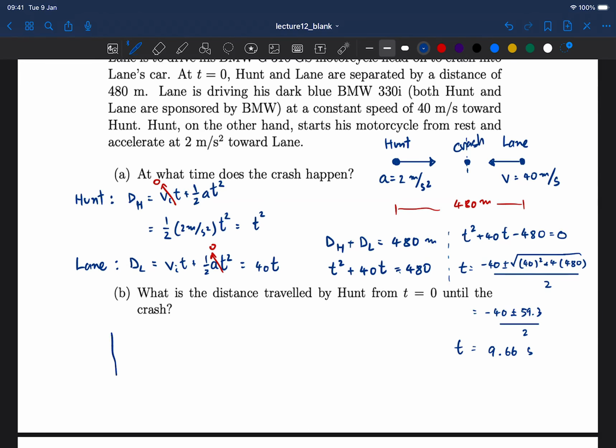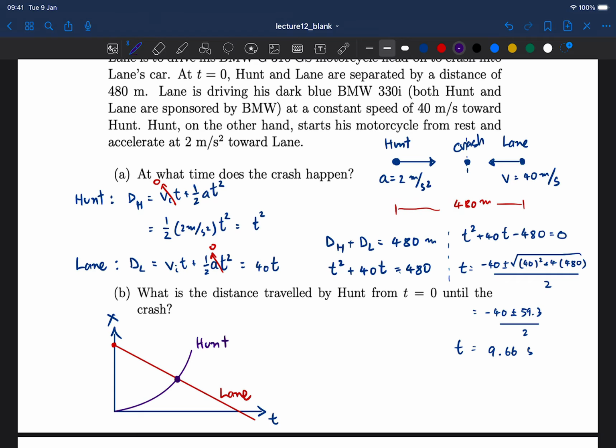You can also solve this by drawing the graph, but mathematically it's not going to help much. You still need to solve the quadratic equation. So at t equal to 0, Lane is 480 meters away, and he is going towards the origin with constant velocity. So the graph for Lane is going to look like this. But Hunt is accelerating, so the graph for Hunt will be curved. So it will look something like this.